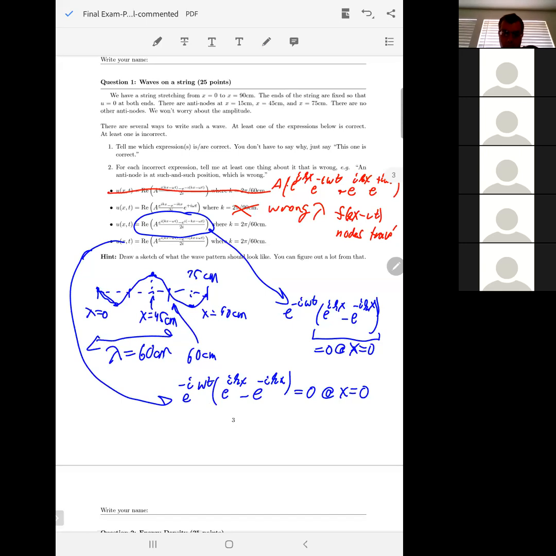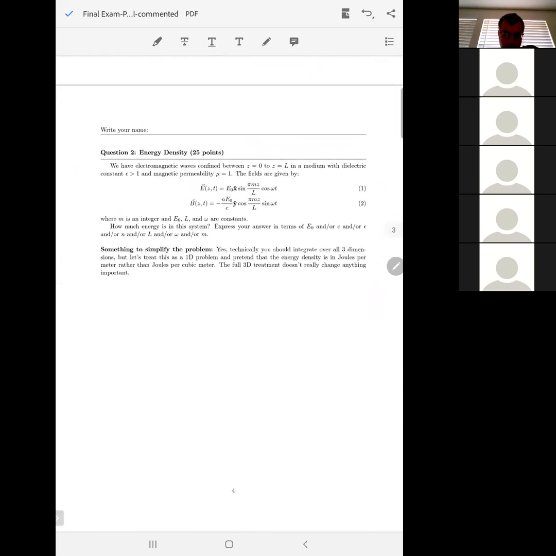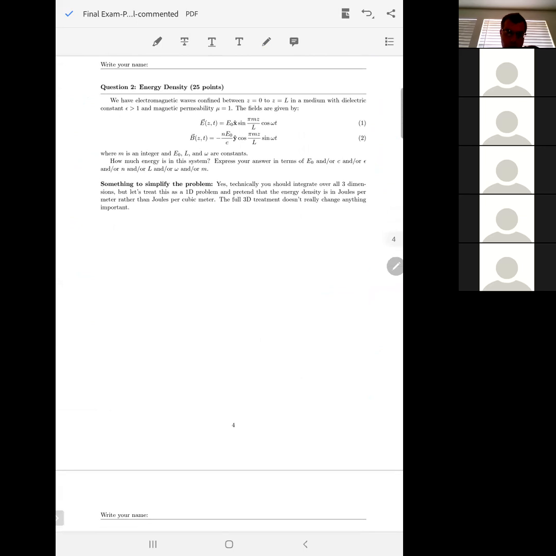All right, let's go to the second one. Energy density. All right, so how much energy is in this system? And in this case, we were given E and B, and we know that the energy density is 1/2 epsilon naught E squared plus 1/2 mu naught B squared.